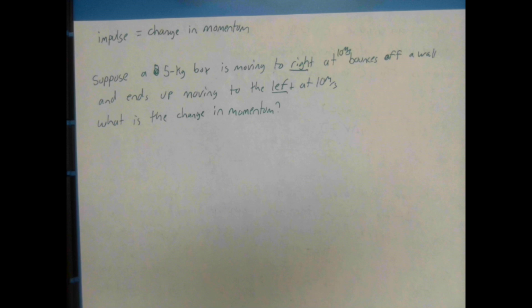So what we have is a box. It's initially moving at 10 meters per second.